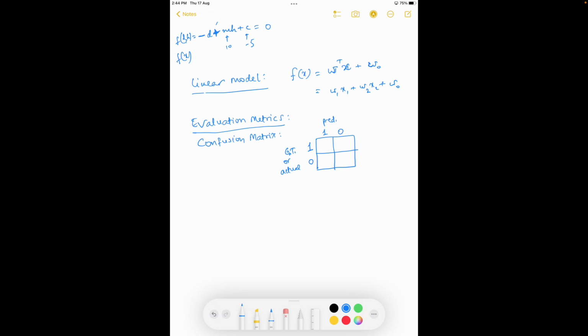Let's say Vineet has a machine. If I give a rose to Vineet's machine, and Vineet's machine says it's a rose, where will I put the entry? First cell, right? 1, 1. It is called a true positive because Vineet said it's a positive, that yes, it's a rose, and actually it was true because it was actually a positive. So it's a true positive.